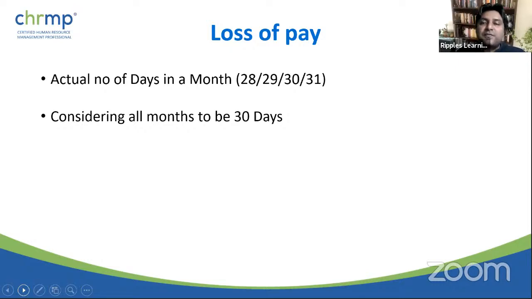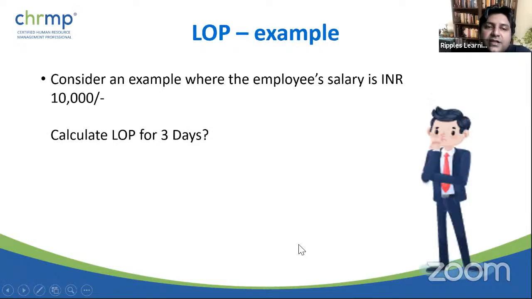So these were all the types of leaves that we are talking about, and now we are talking about loss of pay. Loss of pay is a very simple calculation. There are two ways of calculating it. One is that you consider the number of days in the month to be the actual number of days. For example, normally Feb is 28 days. There are months which are either 30 days or 31 days. And on leap years, Feb is 29 days. So you can consider the actual number of days in the month for this calculation, or you can simply consider all months to be 30 days, right? Some people want the actual number of days in a month. Some people consider all months to be 30 days.